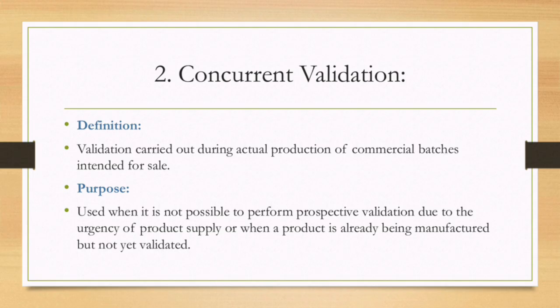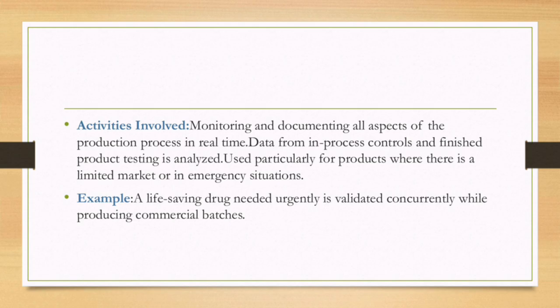Concurrent validation. Definition: validation carried out during actual production of commercial batches intended for sale. Purpose: used when it is not possible to perform prospective validation due to the urgency of the product supply or when a product is already being manufactured but not yet validated. Activities involved: monitoring and documenting all the aspects of the production process in real time.